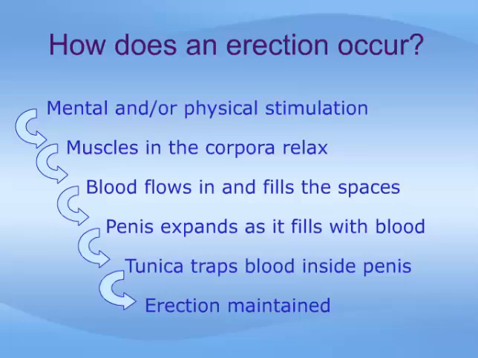Erection begins with physical or mental stimulation, or both. Impulses from the brain and local nerves cause the muscles of the corpora cavernosa to relax, allowing blood to flow in and fill the sinusoid spaces. The penis expands as it fills with blood. The tunica albuginea helps trap the blood in the corpora cavernosa, maintaining the erection. Erection is then reversed when blood vessels in the penis contract to stop the inflow of blood and open outflow channels.